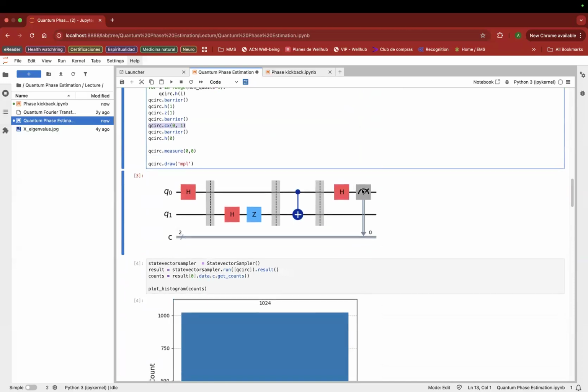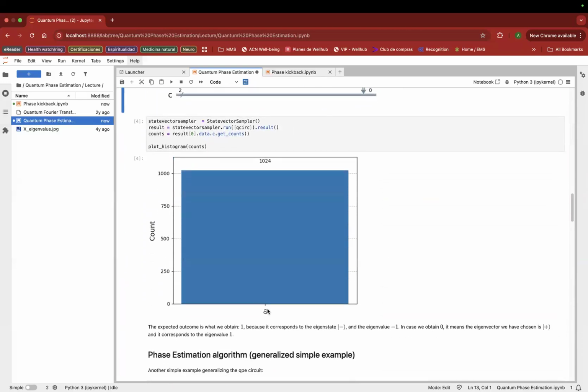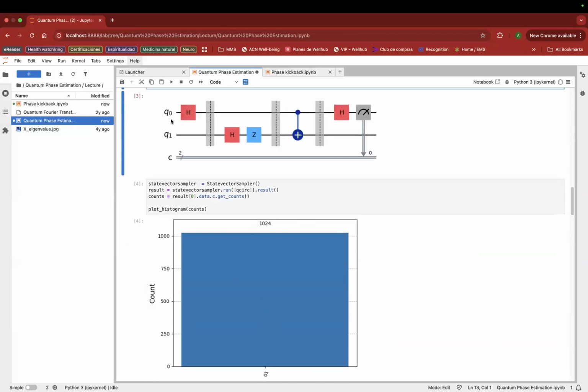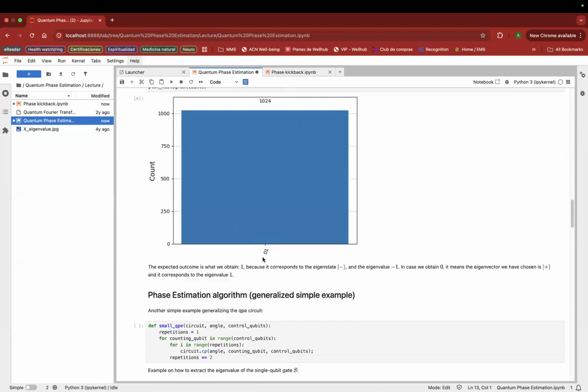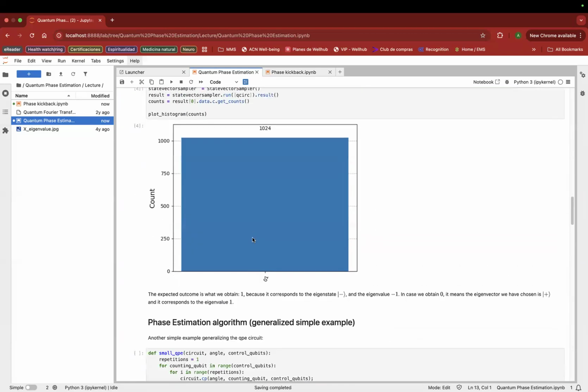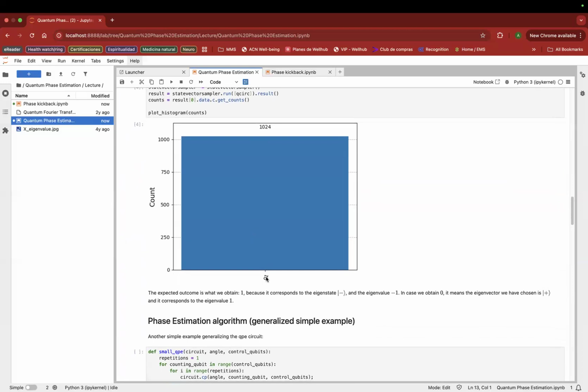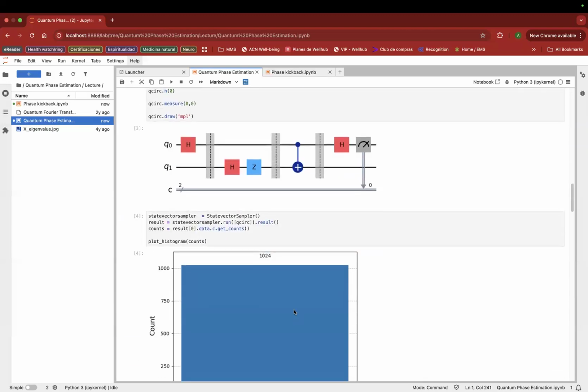Now we measure. Here we have the control qubit and the target qubit. Qubit 0, control qubit. Qubit 1, target qubit. As we are getting 1 here, it means that 1 belongs to the minus, so it corresponds to the -1 eigenvalue. If we got 0 here, it would correspond to the plus eigenvector and it would go to the 1 eigenvalue. Okay, this is for this example in a very simplified way.